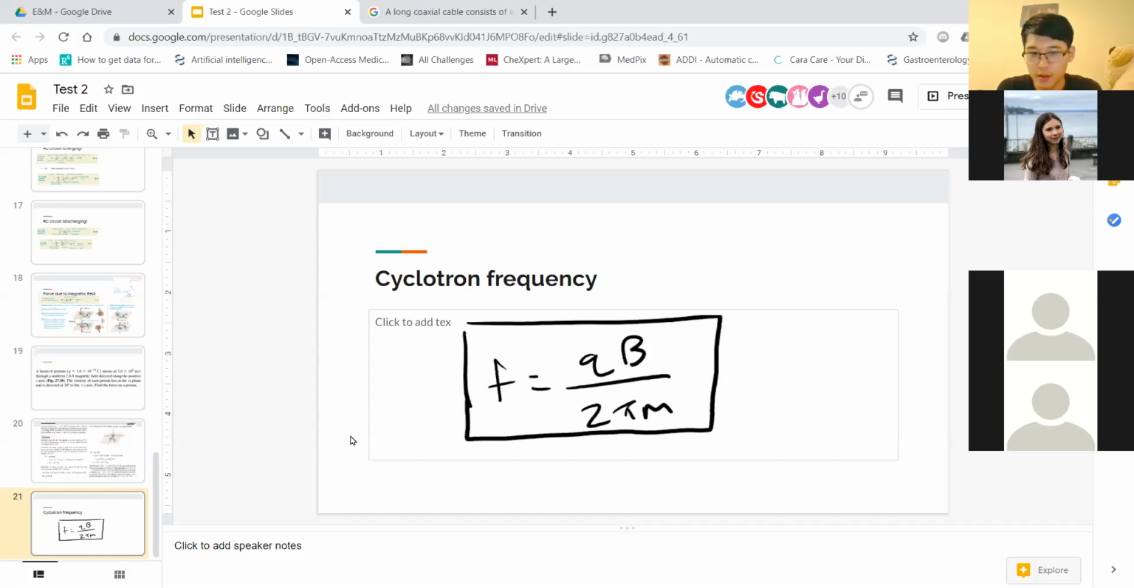Can you explain real quick what cyclotron frequency actually is? Cover it more in detail.